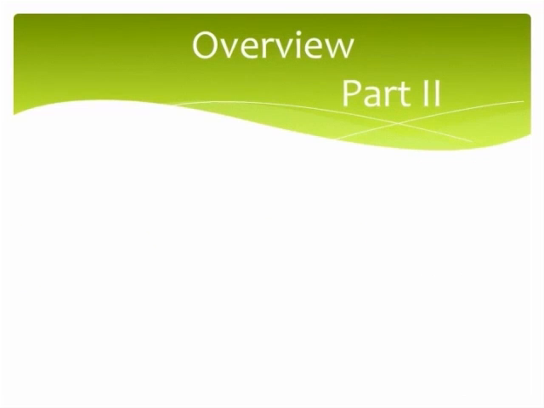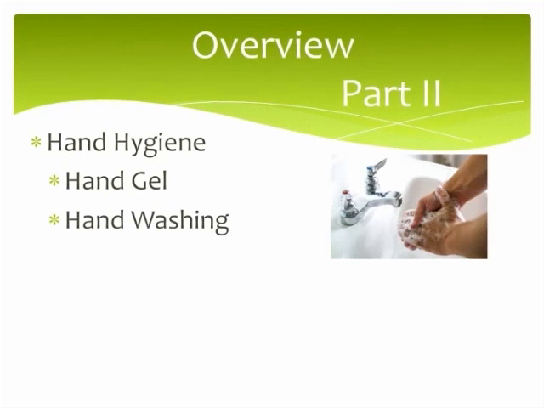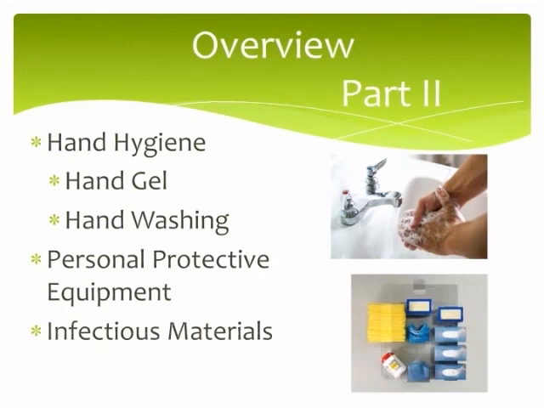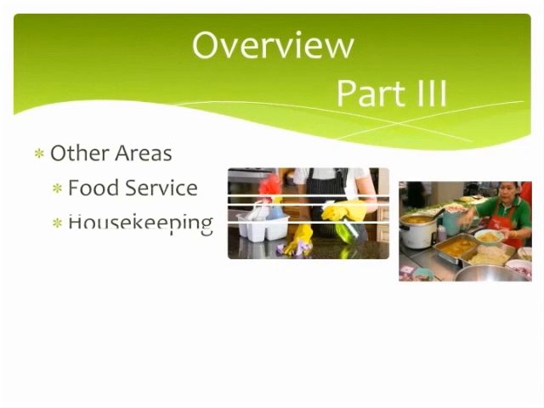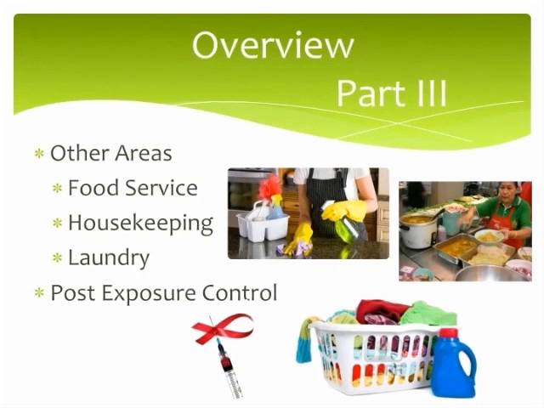In part 2 of the presentation, we will first discuss hand hygiene, including the use of hand gel and hand washing. We will then move on to discuss personal protective equipment and infectious materials. In the final portion of the presentation, we will discuss other areas pertaining to standard precautions, including food service, housekeeping, and laundry. We will then finish up by discussing post-incident exposure and exposure control plans.